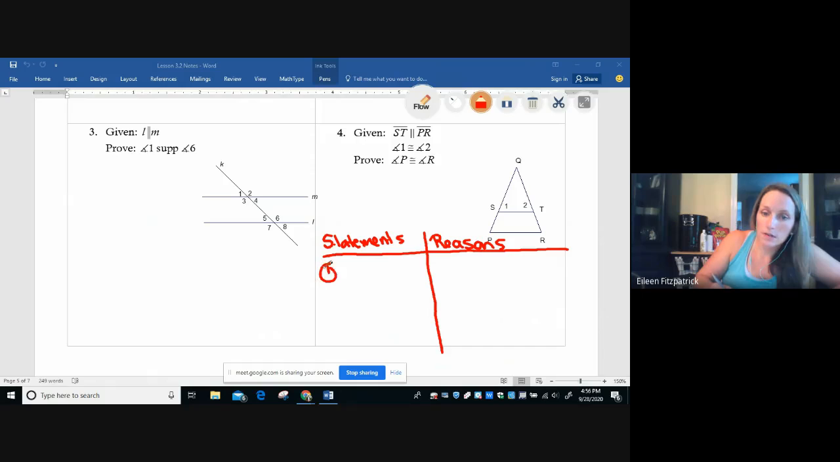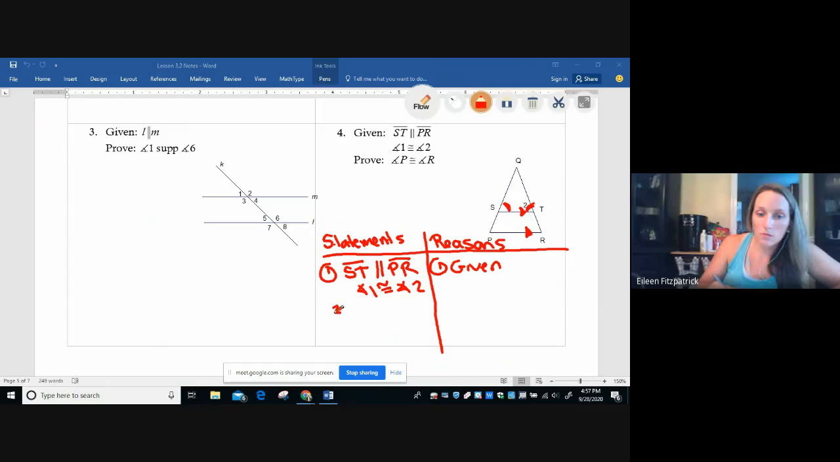I have 2 pieces of given this time. I have that ST is parallel to PR. So I'm going to mark that. ST is parallel to PR. That's given. And I'm also given that angle 1 is congruent to angle 2. Okay, so that's all my given information. All right, so we want to prove that angle P is congruent to angle R.